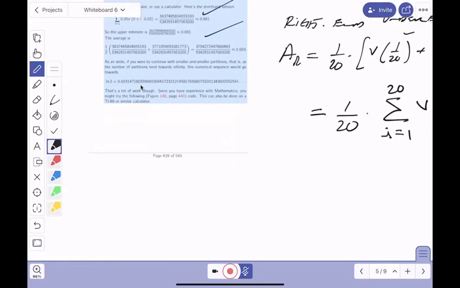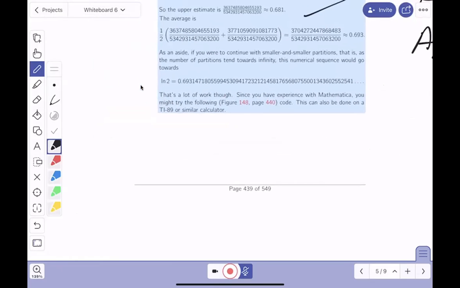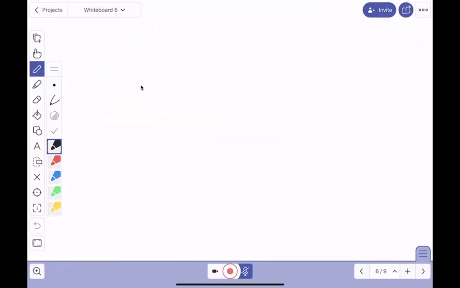Now, by the way, they say as an aside that you can actually do the exact area of this over here, and it turns out to be the natural log of 2. Don't worry about that right now. What are you worried about? Can you set up these summations? All right, let's go to the next question.